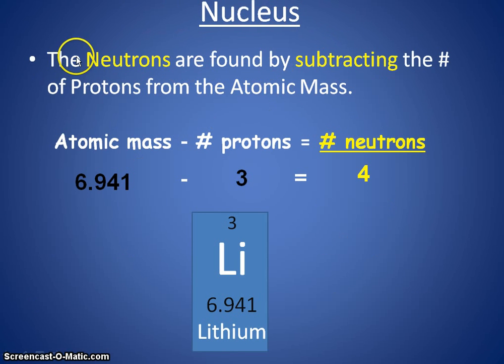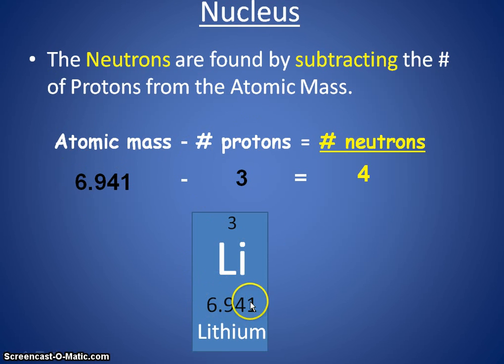So the nucleus. The neutrons are found by subtracting the number of protons from the atomic mass. Now I know this is a lot of information, so just be patient. Let's look at this carefully. The neutrons are found by subtracting the number of protons from the atomic mass. So let's look at the equation. You have the atomic mass, which is the decimal, right?